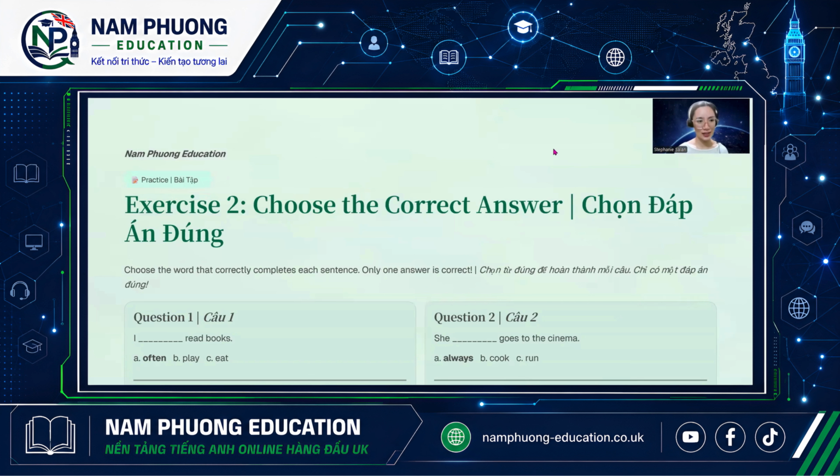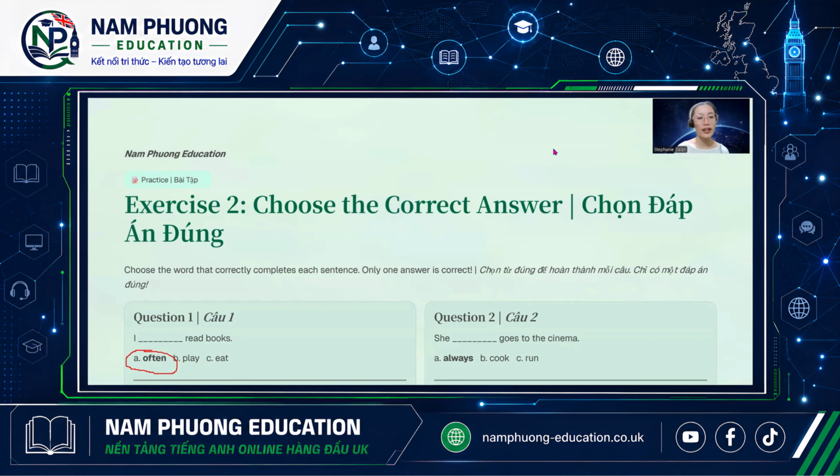Choose the correct answer that correctly completes each sentence. Remember that only one answer is correct. Number 1, I blank read books. A, often. B, play. Or C, eat. Okay, the answer is, of course, often. Our adverb of frequency. I often read books.